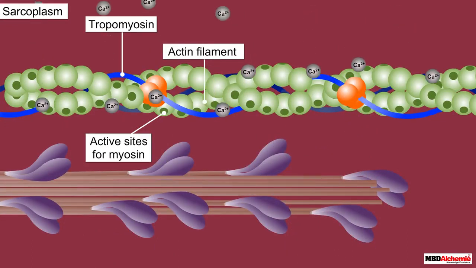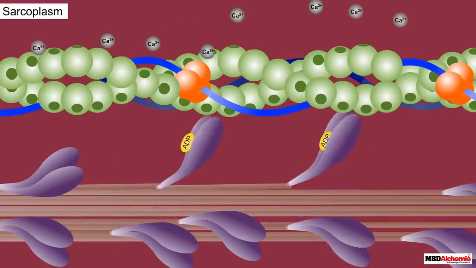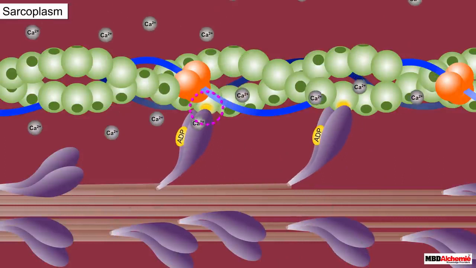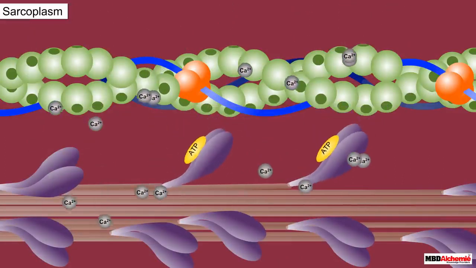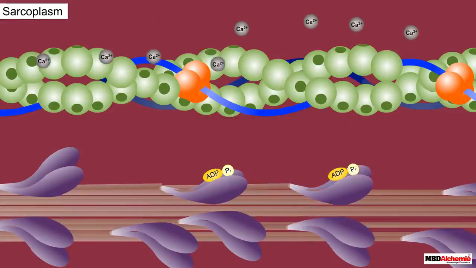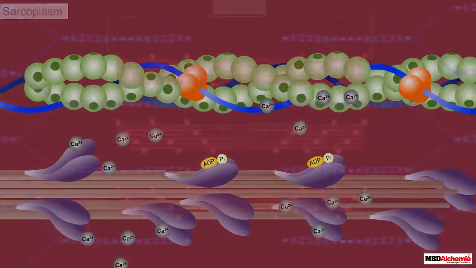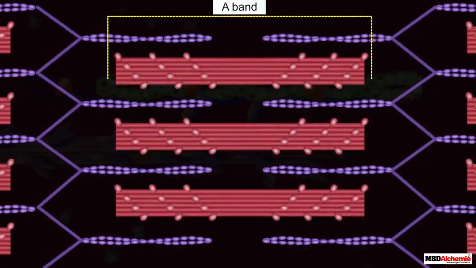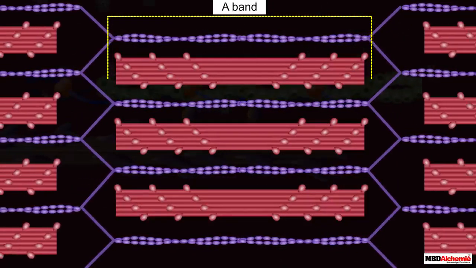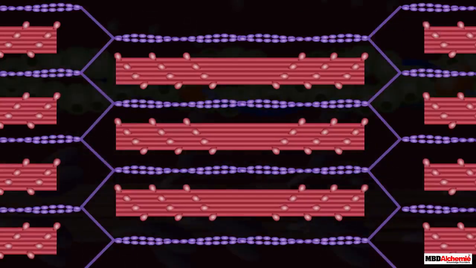With the active sites of actin now exposed, the myosin heads start a binding process with actin, thus forming a cross bridge. The energy needed for the cross bridge formation comes from the hydrolysis of ATP attached to the myosin into ADP and inorganic phosphate. The attached actin filaments are therefore pulled towards the center of the A band, bringing the Z lines closer to each other. This ultimately results in the shortening of the sarcomere, that is basically the contraction of the muscle.